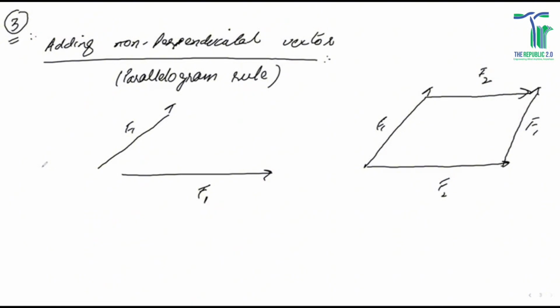And now the resultant vector would be the diagonal of this parallelogram, something like that. So this is going to be the R. That is how we add two non-perpendicular vectors by using a parallelogram. We just connect F1 and F2 at their origins, and then we complete the diagram to make up a parallelogram, and the diagonal of that parallelogram is going to be the resultant.